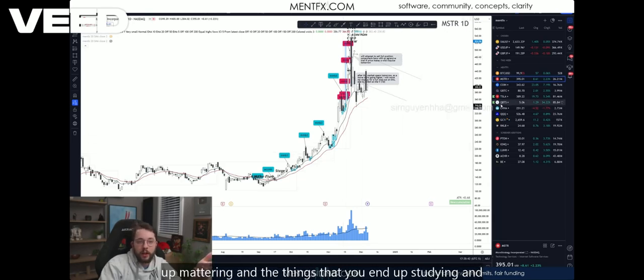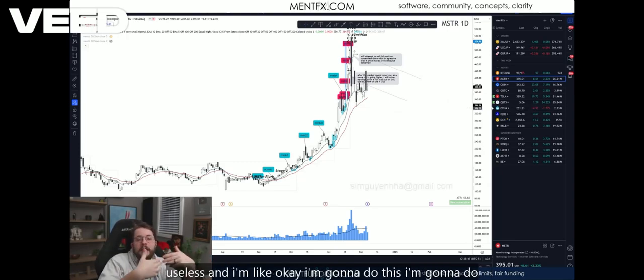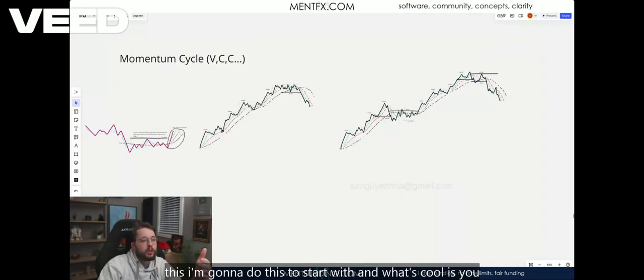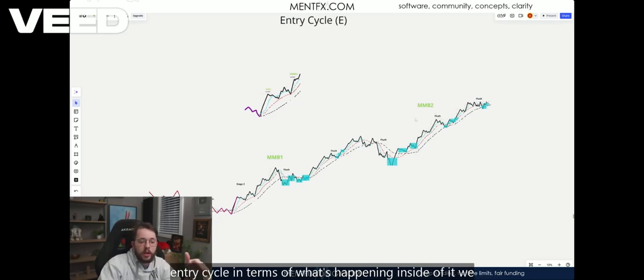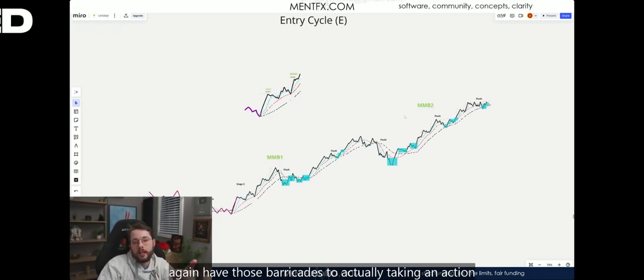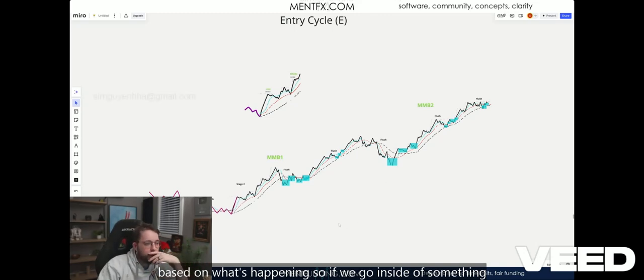And these are the things that end up mattering and the things that you end up studying and seeing and learning from, because the other stuff just became useless to start with. And what's cool is, as we have a basically a blueprint to decide if something is worth trading or not, and then we move that to, again, something else that's somewhat simple in terms of the entry cycle, in terms of what's happening inside of it, we again have those barricades to actually taking an action based on what's happening. So if we go inside of something and we see the fundamental rules of what we look for happening, then we have the excuse or the potential to take an entry on something.